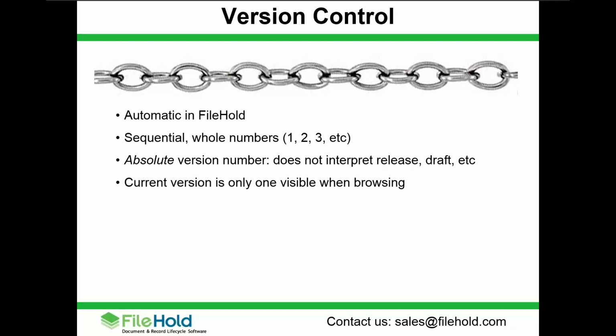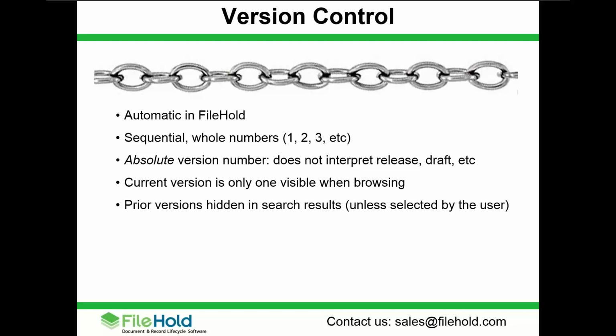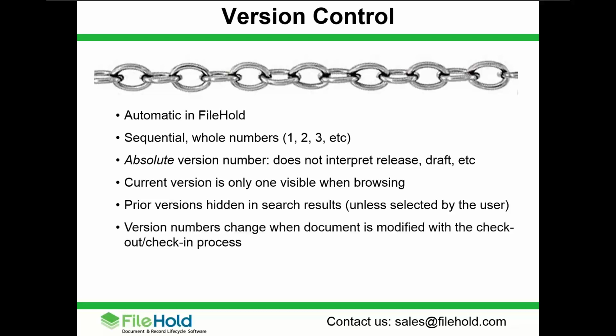The other advantage of version control is that the current version is the only one that's visible when we're browsing through areas. So whether you're looking at a document in a folder or in a virtual folder or in search results, the default is we're only showing you the current version of that document. And I'm saying default because it is possible, when you're doing a search, to bring back those prior versions if you choose to see them hidden in the system. But the default is we keep that stuff obscured so that it doesn't clog up your results with old information. So the other nice thing about version control is you're always seeing the current content pushed forward.